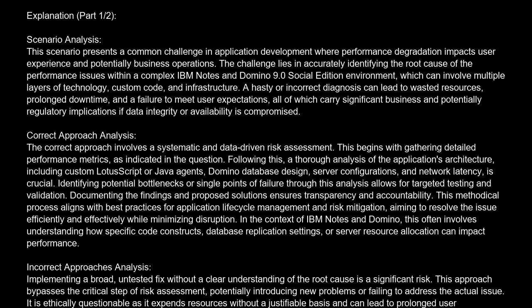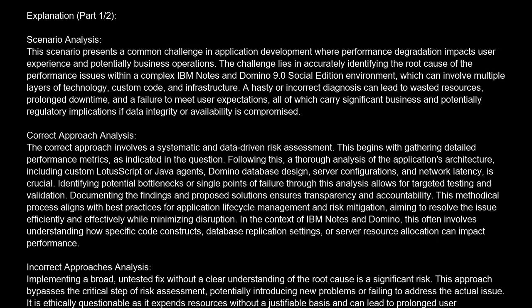This methodical process aligns with best practices for application lifecycle management and risk mitigation, aiming to resolve the issue efficiently and effectively while minimizing disruption. In the context of IBM Notes and Domino, this often involves understanding how specific code constructs, database replication settings, or server resource allocation can impact performance.